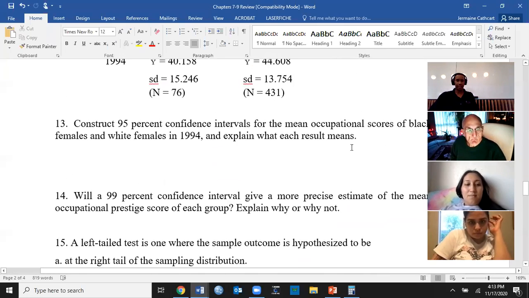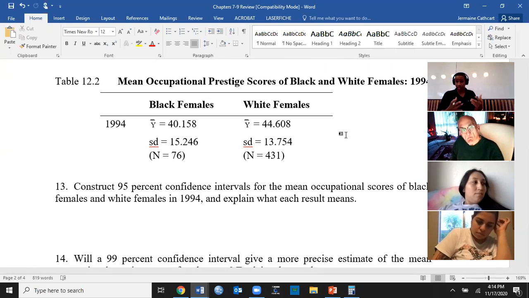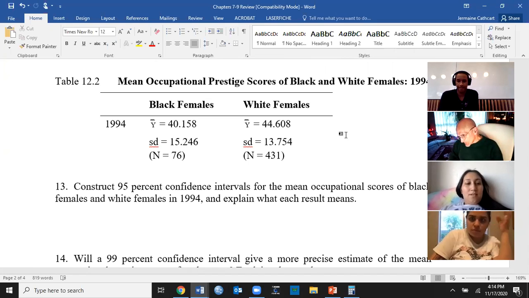Good. All right. So I think this one is asking us to construct a confidence interval for both black females and white females. Now, I'm only going to do it for the black females because if you know how to do it for one group, you know how to do it for the others. It's the exact same process. So as long as you know the process, it's the same thing. Can anybody remind me what the confidence interval formula is?